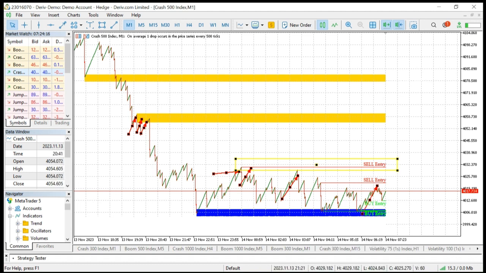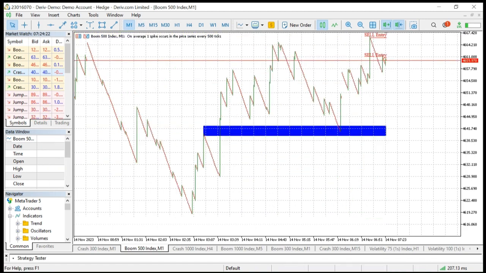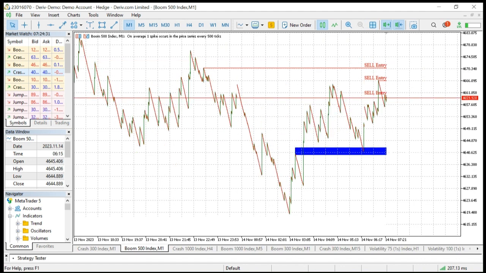So you can even catch spikes easily. Let me show you on Boom 500 how interesting it is. Now on Boom 500, what do we want to do here? We want to catch some spikes, right?